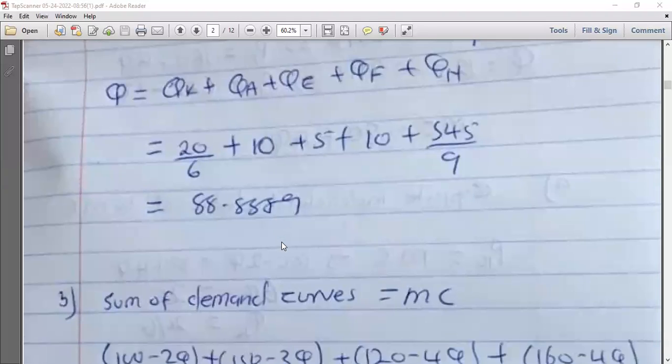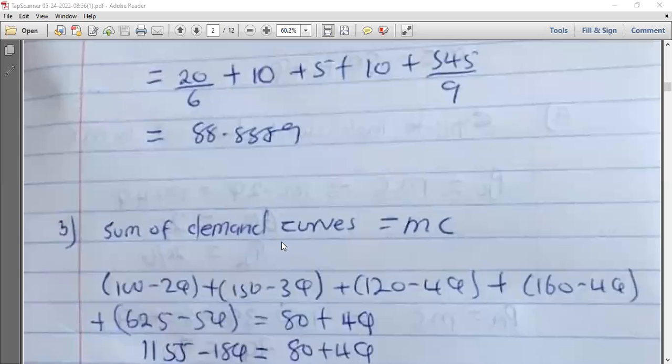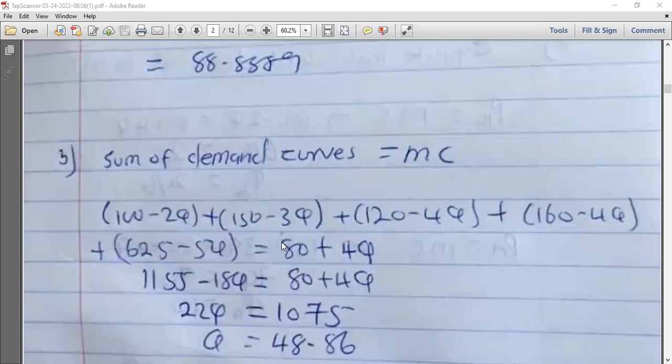Okay. Then the second one is if it will be possible for the consumers to prevent others from consuming the borehole. So if it is not possible for the consumers to prevent others from consuming the borehole, this one we are talking about a public good. You cannot prevent anyone from doing that. So for the public good, we add the various prices and then we equate it to the marginal cost. Okay. So if you take PK, this is for Kwame, 100 minus 2Q. And then this is for Amina.